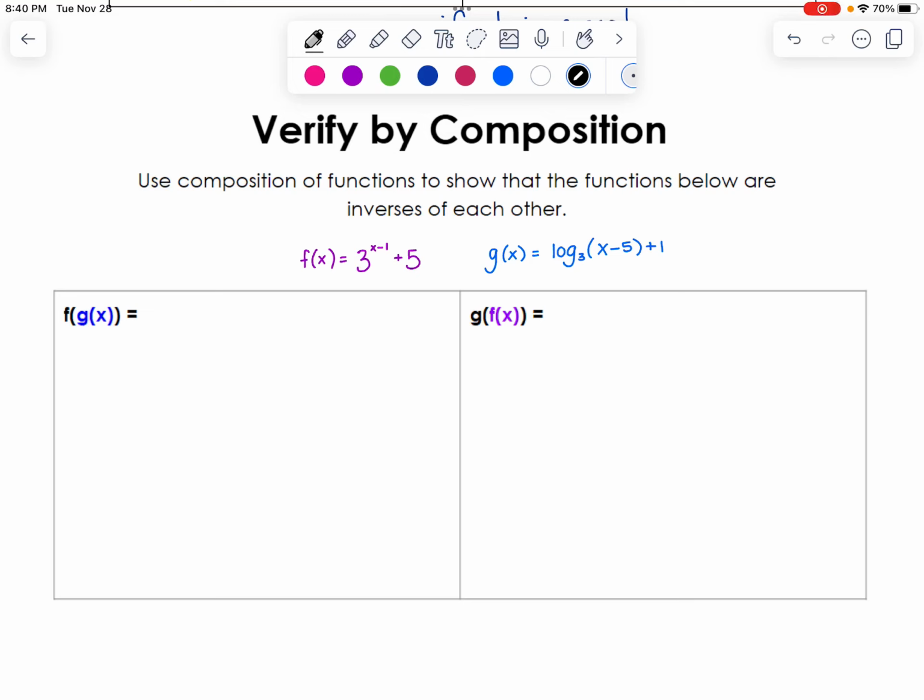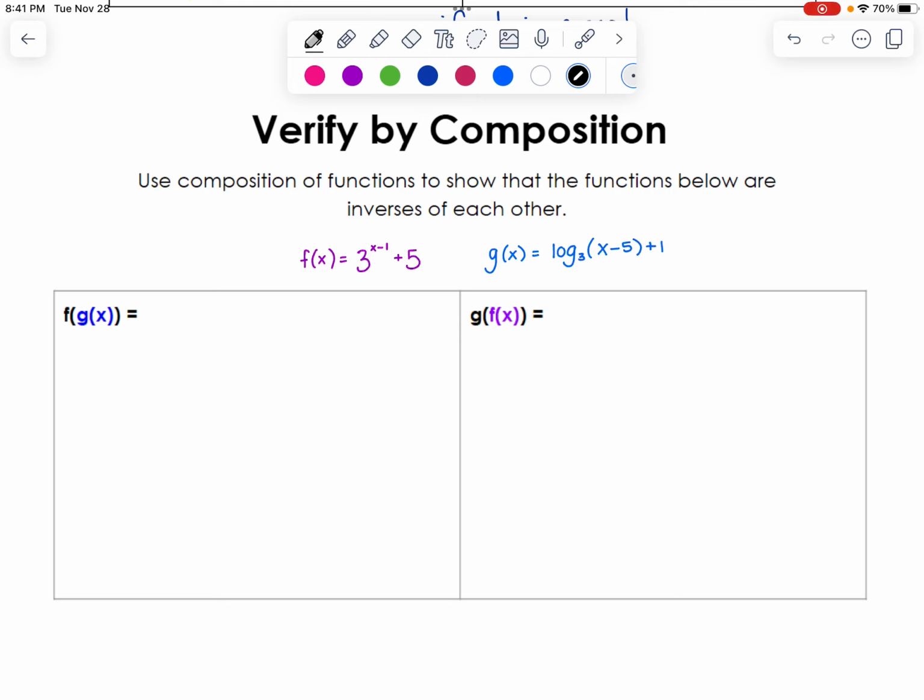In this video, we're going to go over how you can verify that two equations are inverse functions by using the process of composition. So in composition, what we're doing is we are plugging a function into another function. So you'll often see it written like you see down here, where we've got f of g of x. And what this tells me is that I'm going to plug g of x into f of x.